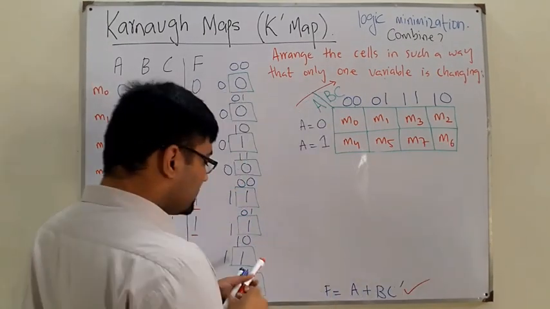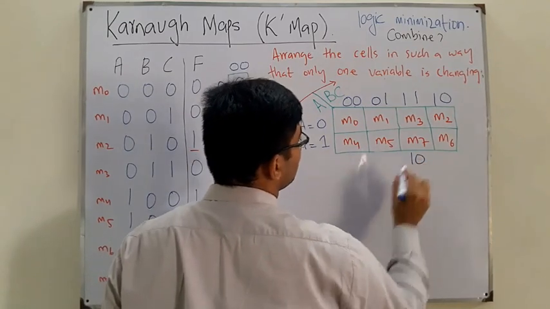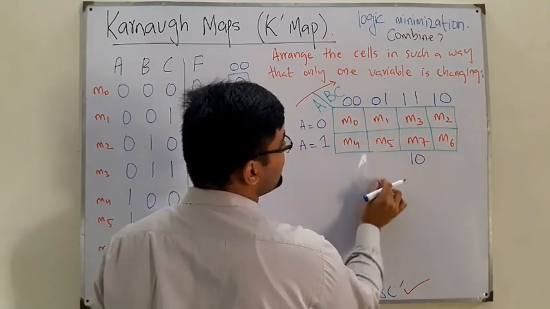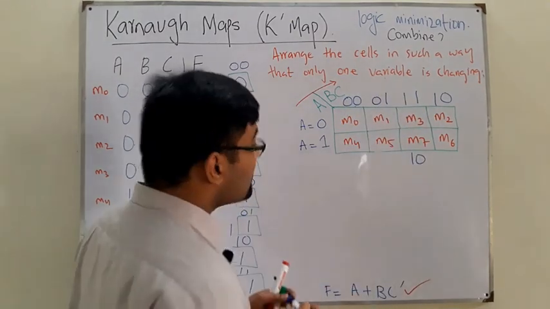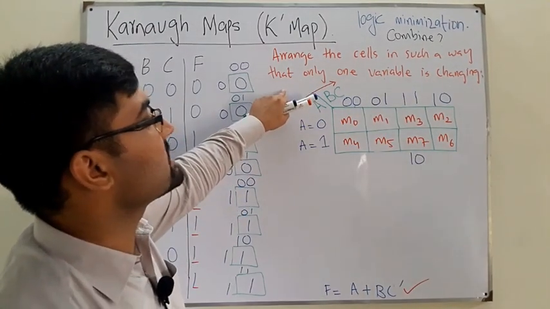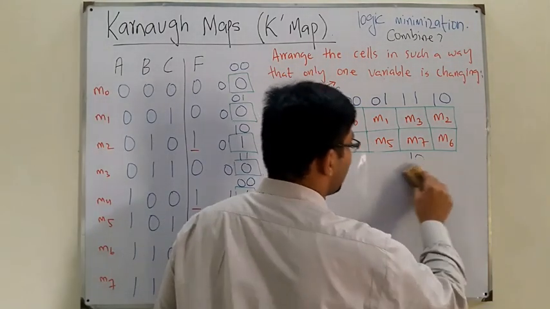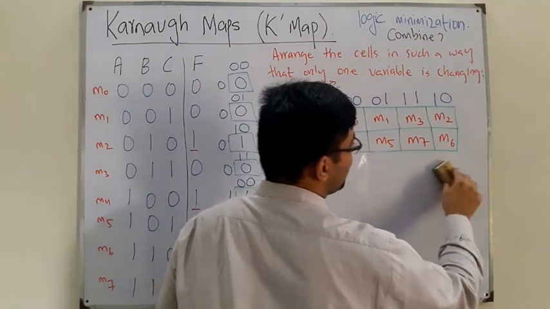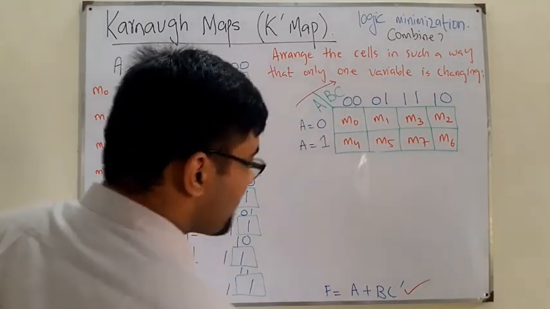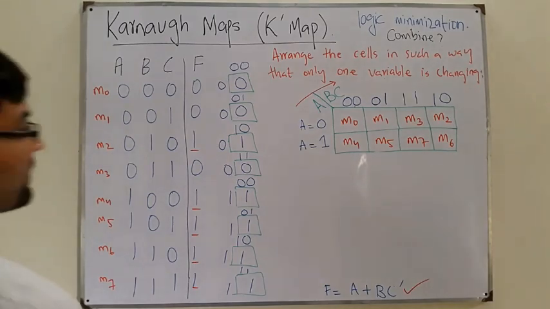Now if we had 1, 0 over here, so from this, have a look. This B was changing from 0 to 1, but the C was also again changing from 1 to 0, which was again not satisfying this property. So we had to bring the M7 first and M6 later on. All right? Okay. So now we are done with this.